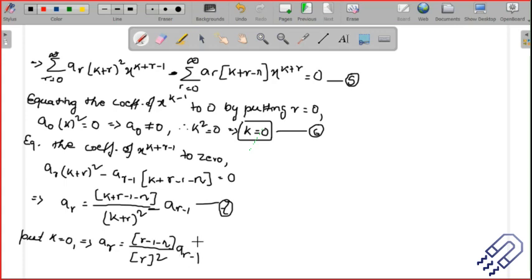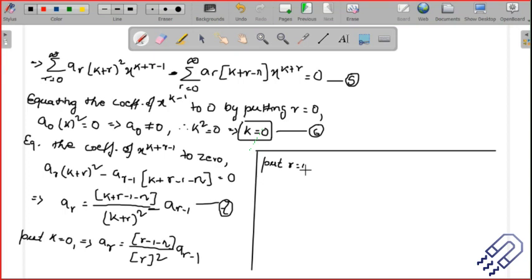We are interested now in finding out the different values or different coefficients a. Let's do it. Okay, we have the relation now. I think we can easily do it. So what we are going to do now is put the different values of r. We have already found the k value, so it becomes easy. So let's put r is equal to 1. If we put r is equal to 1, I can find out what is a1.